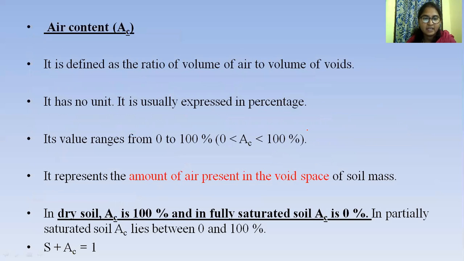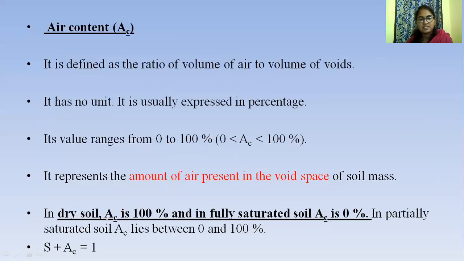And air content, which is the opposite of the saturation condition. Air content is the ratio of the volume of air to the volume of voids. That is, when the entire void space between the soil particles is filled by air only. It is generally between 0 and 100%. It represents the amount of air present in the void space of a soil mass.